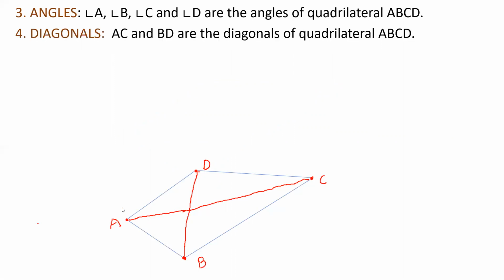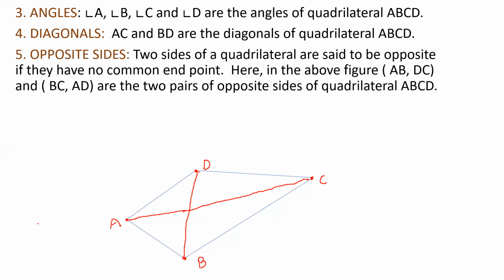Diagonals are also a part of a quadrilateral. When you join opposite vertices, you get a diagonal. Here, if you join A and C, AC is one diagonal and BD is the other diagonal. So a quadrilateral has two diagonals. In this figure, the opposite side of AB is CD, and AD's opposite side is BC. These are the opposite sides of a quadrilateral.